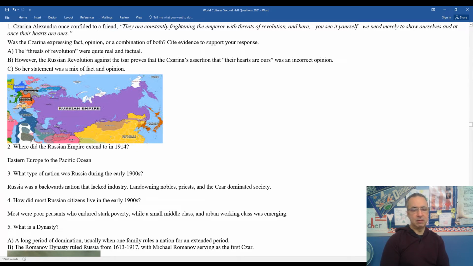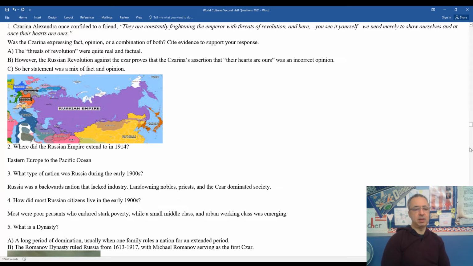Was the Tsarina expressing fact, opinion, or a combination of both? Well, the threats of revolution were quite real and factually based. However, the Russian Revolution against the Tsars proved that the Tsarina's assertion that the hearts are ours was an incorrect opinion. So her statement then was a mix of facts and opinion.